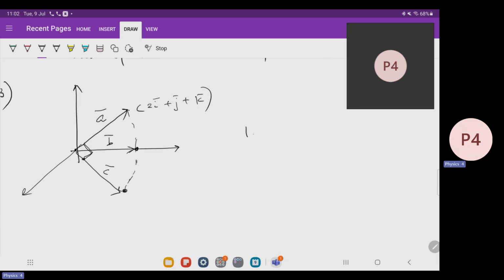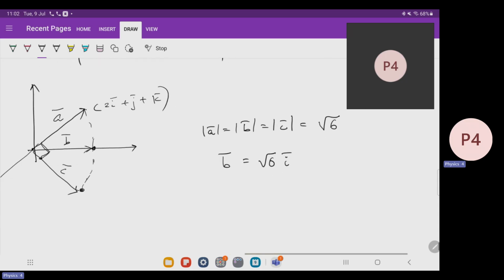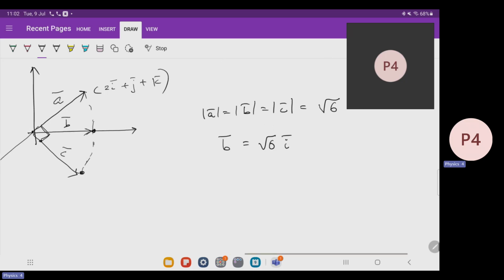Now remember, since it is only rotated, magnitude of A will be equal to magnitude of B will be equal to magnitude of C. What is the magnitude of A? If we calculate, it is root 6. So the magnitude has to be root 6. So B bar, you can find what B bar is. It has to be root 6 times i cap. So A bar we have, B bar we have, and we now have to find C bar. So C bar is what they are saying as alpha i plus beta j plus gamma k.